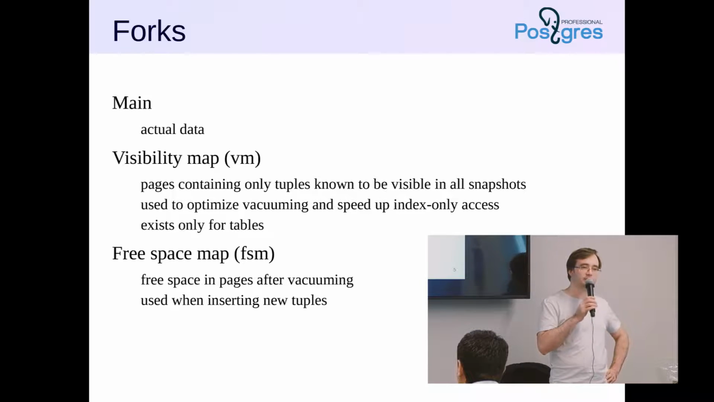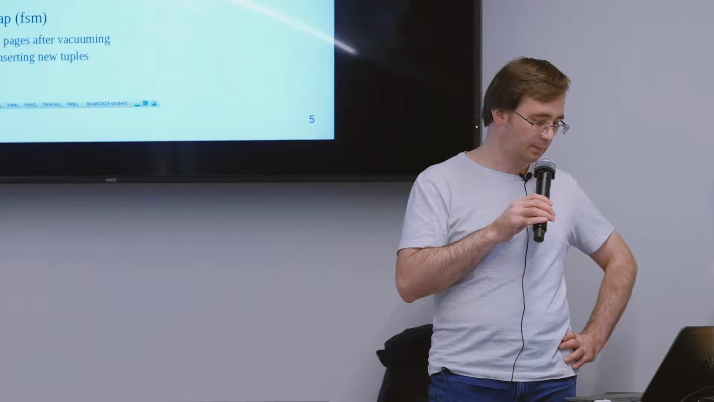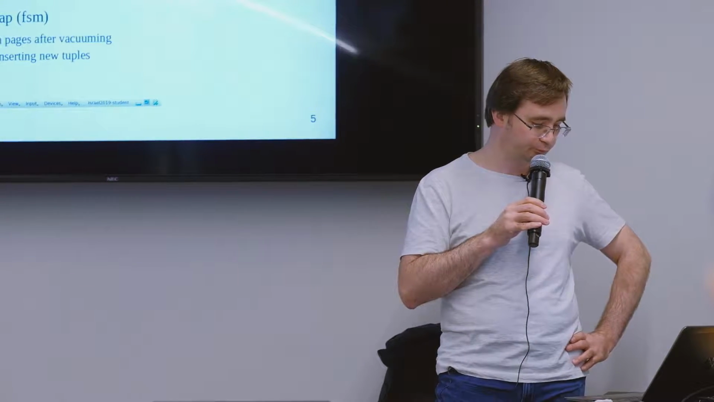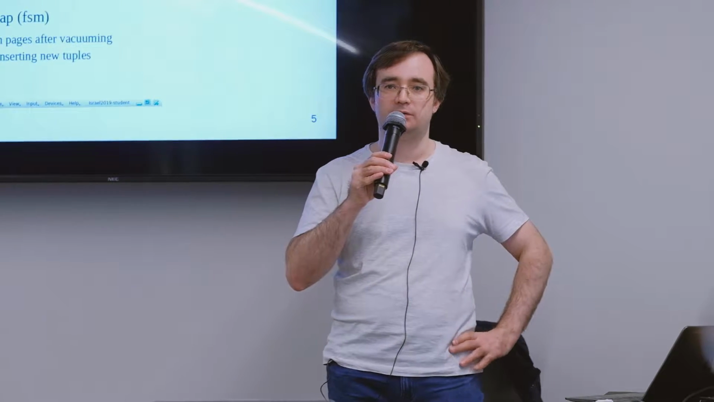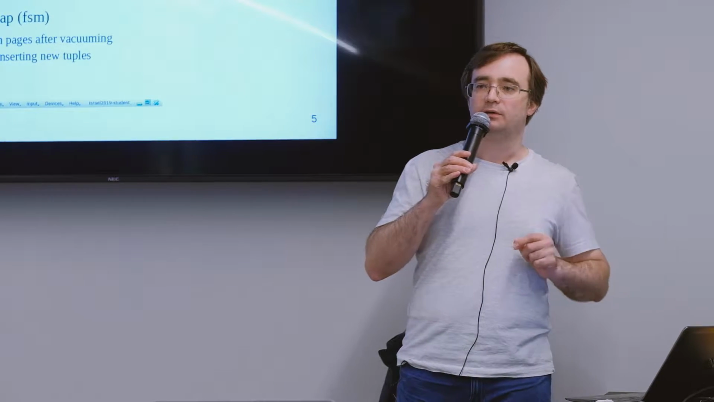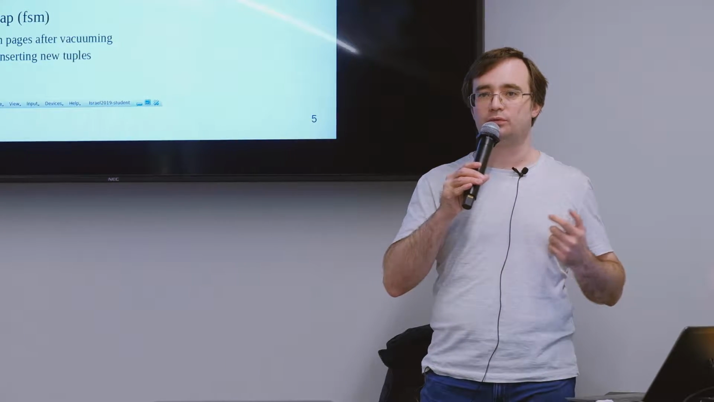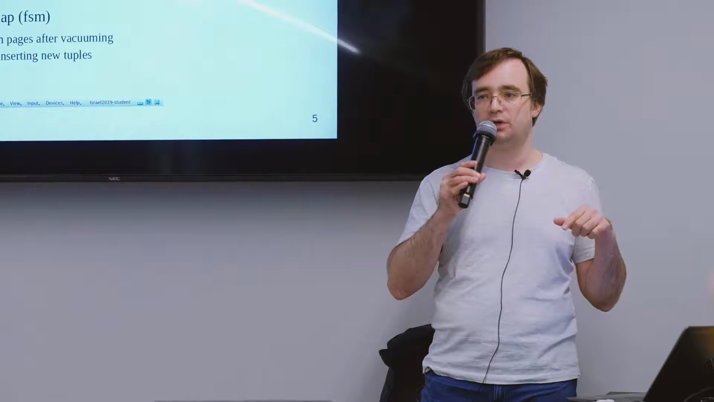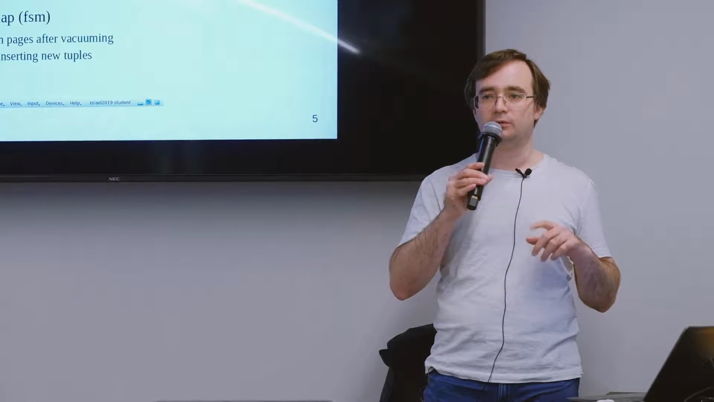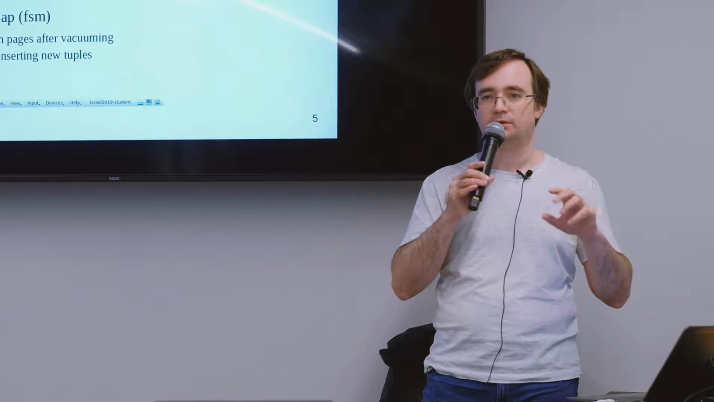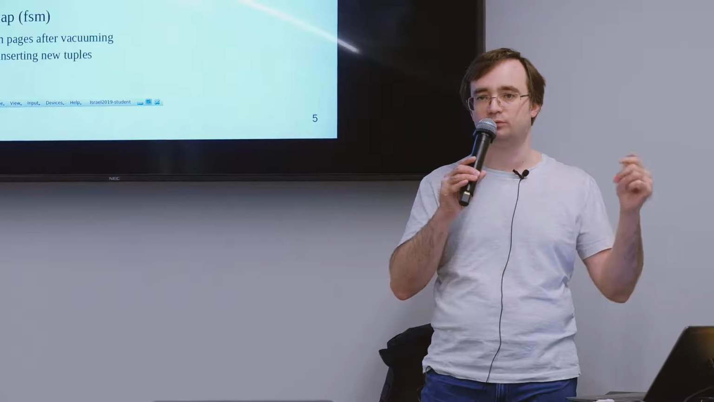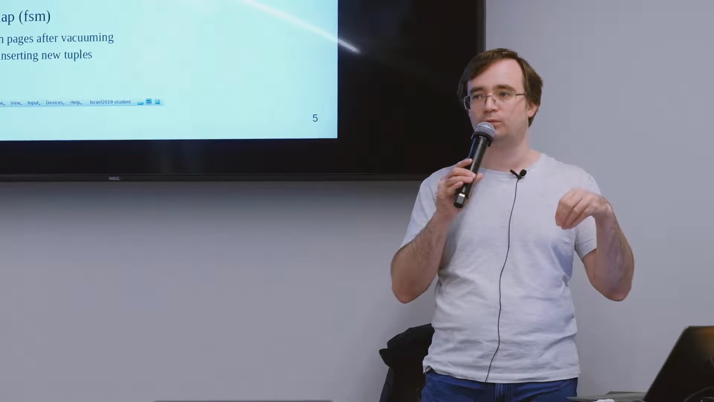And also we have the free space map. It's a tree-like structure inside. It is used to track free space inside your data files. So when you need to insert a new row version into a table, we can quickly look up the free space map and find on which page we can find enough memory for this row version.